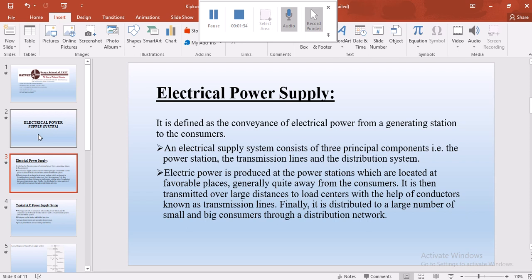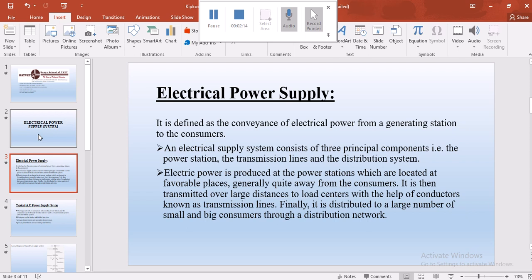This power is normally generated at power stations which are located at favorable places. Generally, they are quite away from the consumers. It is then transmitted over a long distance to load centers with the help of conductors known as the transmission line. Finally, it is distributed to a large number of small and big consumers through a distribution network.